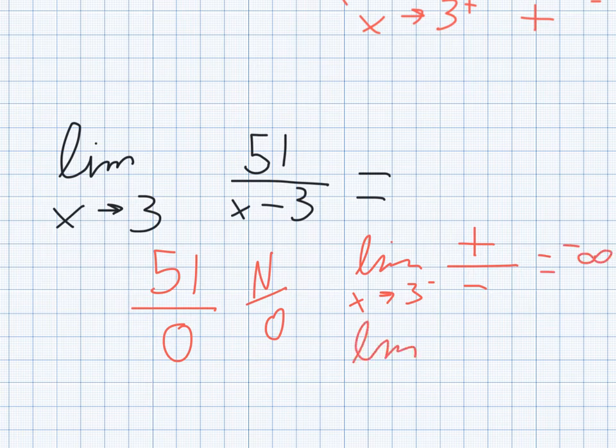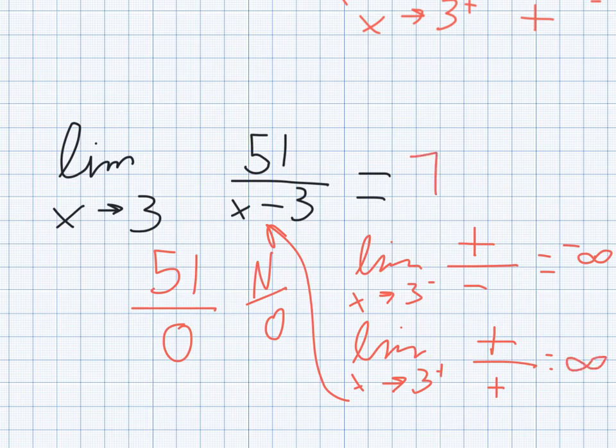Well, before we're confident in the answer, we got to check the limit as x approaches 3 from the right. The numerator is still 51, so it's still positive. And 3 from the right is like 3.1, 3.01. Any number that's to the right of 3, when I plug it into the denominator, that number minus 3 is going to be positive. So here we have a positive divided by a positive. And on the right side of 3 is going to positive infinity, which means this limit does not exist.